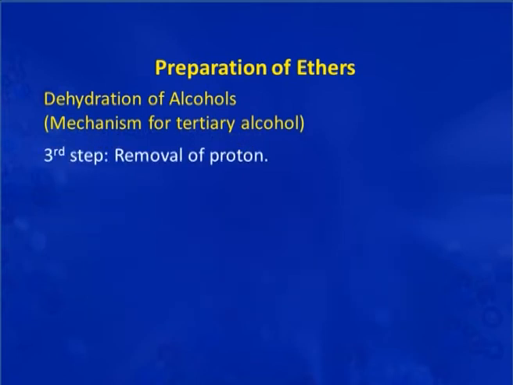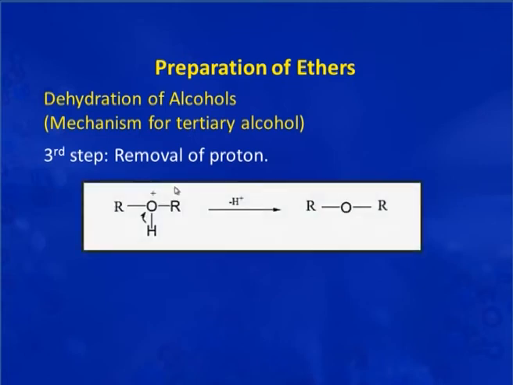In the third step of this mechanism, again it is the same as we have discussed earlier, the removal of proton from the protonated ether and formation of the ether. It has been found that if we start with secondary and tertiary alcohol, the product is most of the time or almost always an elimination product and not the substitution product. And as you have seen, if we want to prepare ether, we require substitution product and not elimination.